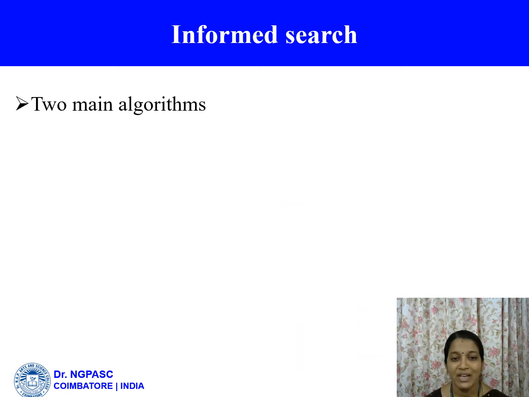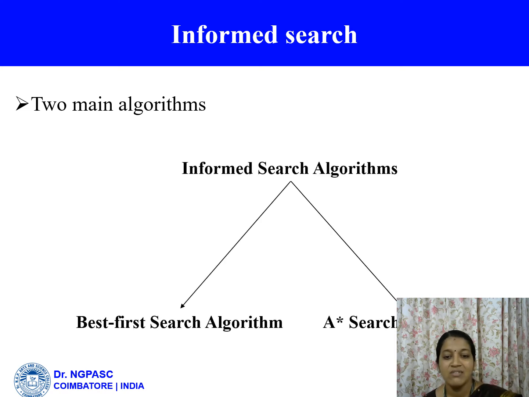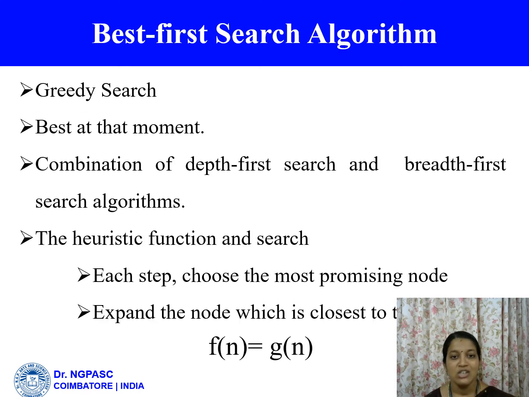We have two main algorithms in informed search. One is best first search, and another one is A star search. So let us see about the best first search algorithm. The best first search algorithm is also called a greedy search algorithm. This greedy search algorithm always selects the path which appears best at that moment. It is a combination of depth first search and breadth first search algorithms. It uses heuristic functions to search. The best first search allows us to take the advantages of both algorithms.